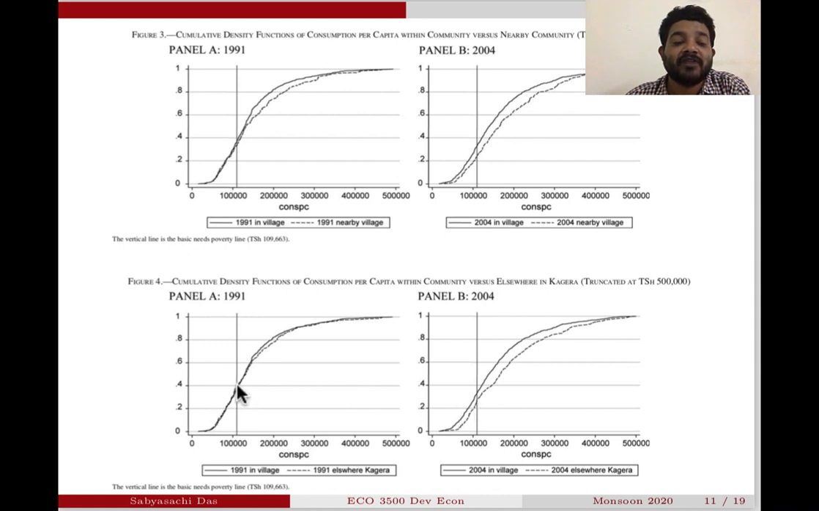So even though both poverty rates are 40%, poverty reduction was greater for people who moved elsewhere. So whether you moved to a nearby village or somewhere else in Kagera, in 1991 they are very similar looking to the people who stayed back. But poverty reduction is much larger by 2004 among the movers. Okay, so that gives them confidence that there is something going on with respect to just the fact that they moved that led to this.